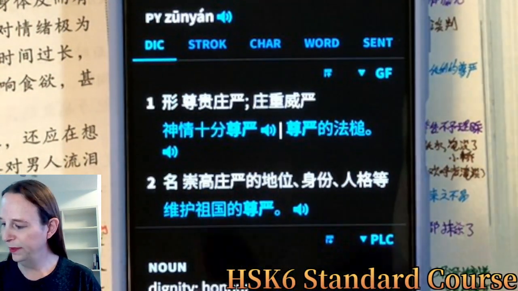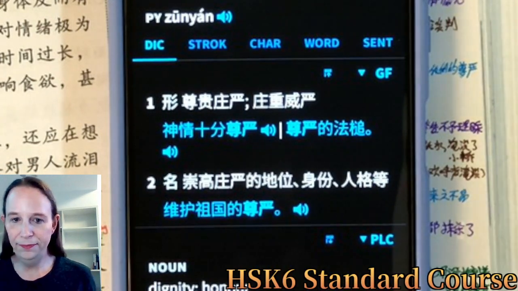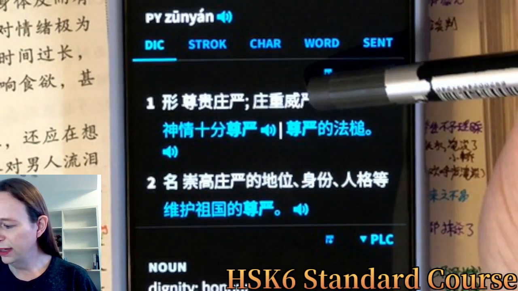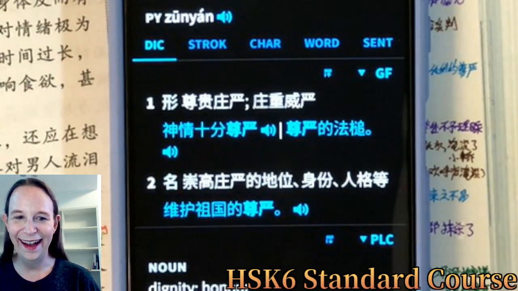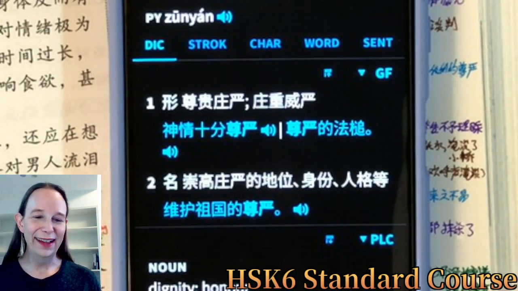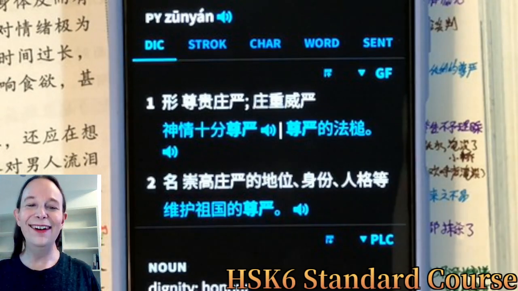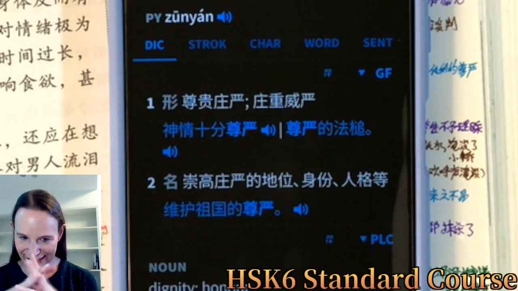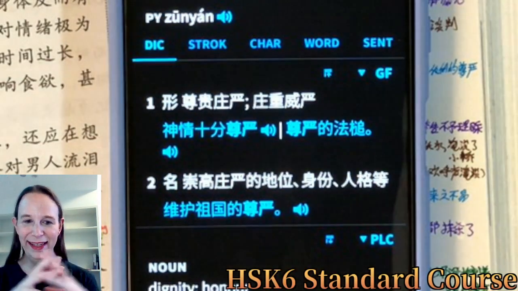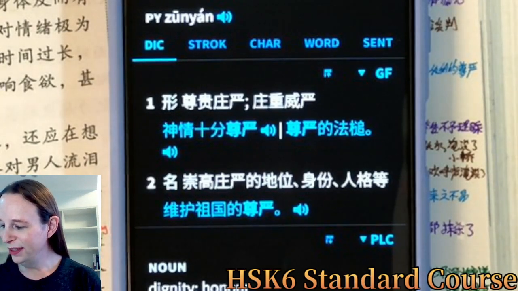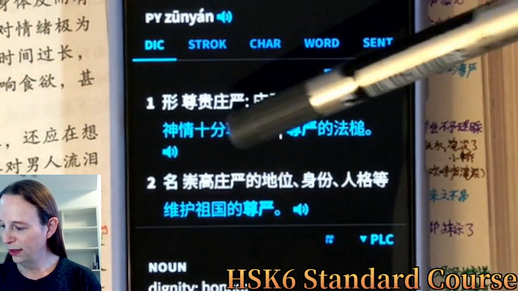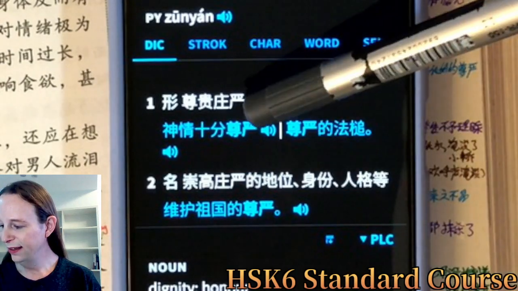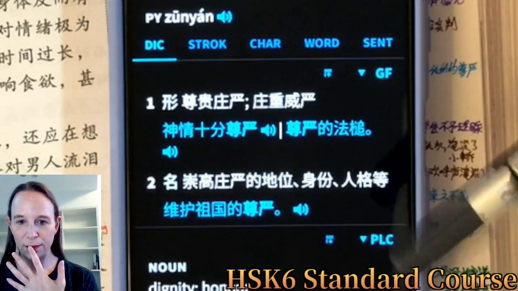It is a noun. Here it says adjective. Let's have a look. 尊贵、庄严、庄重、威严. Yeah. When I see words like this, I'm like, okay. These concepts are kind of, you know, abstract, and we don't have easy correspondences with English words. 神情十分尊严. So this is dignified or something like that. Solemn, dignified in the sense of solemn.